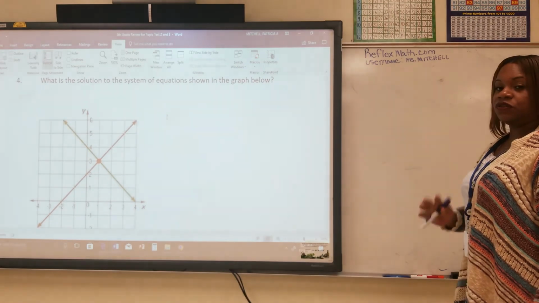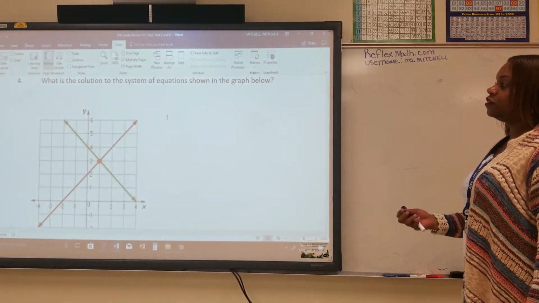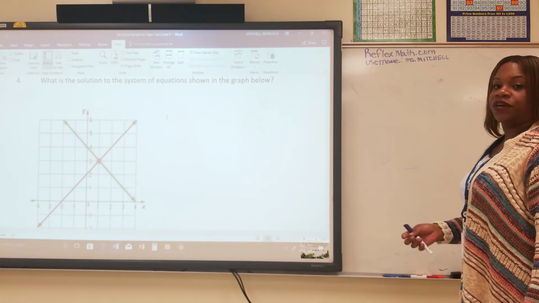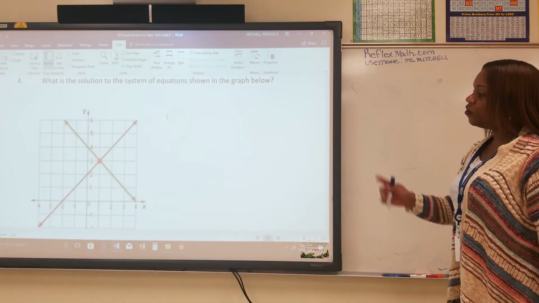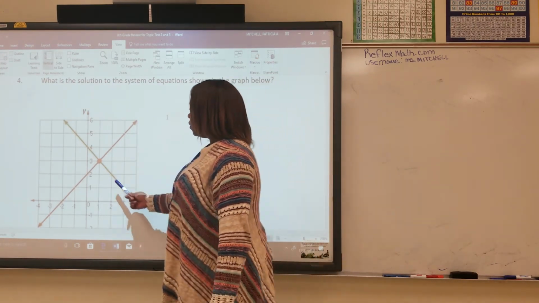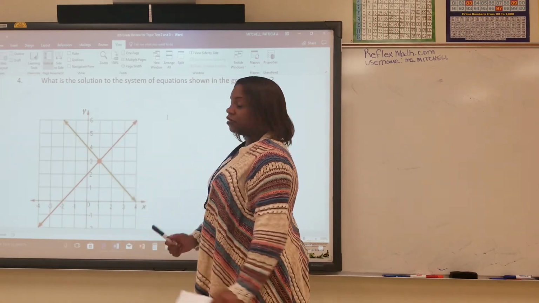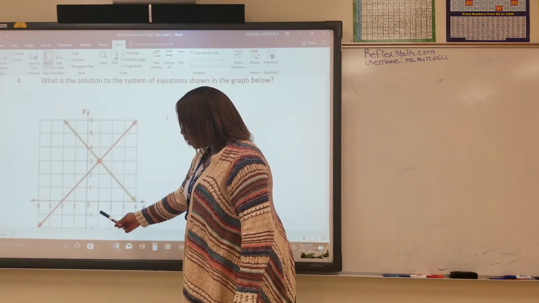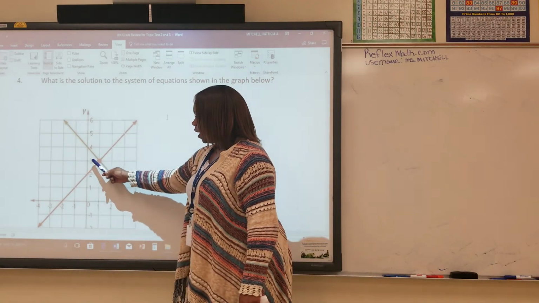All right, do not let this discourage you. When they ask you what is the solution to the system of equations, they are asking you at what point does this line intersect. That's it. So all you're going to do is look to see where this line and this line intersect each other. And they do right there. So the coordinates for here would be 1 and 3.